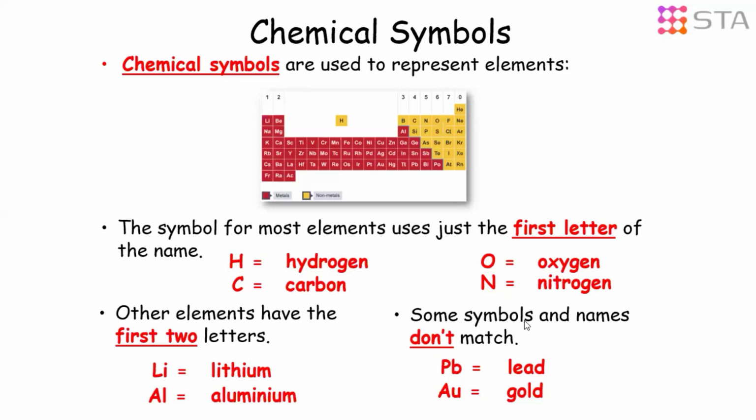Now, some elements will have strange chemical symbols, such as lead. Now, a lot of students will say, sir, why do we have Pb for lead when it starts with L? Well, the answer to that is that some of these chemical symbols come from the Latin names. So lead, its Latin name is actually plumbum, and that's why we use Pb. So the chemical symbol comes from the Latin name rather than the English name. Gold is called aurum in Latin.